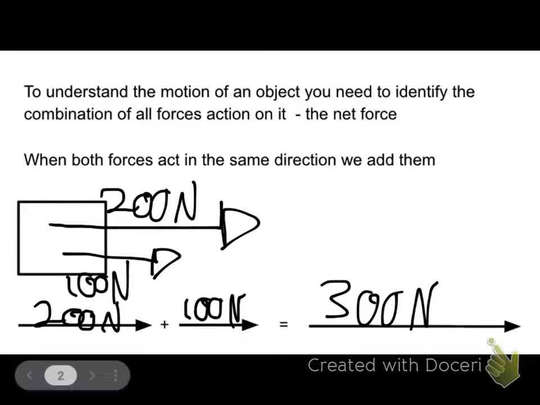Okay, so it's as if one person was pushing on this box with a force of 300 newtons to the right, even though there are 2 forces pushing on it, in fact. Okay, we sum them together.